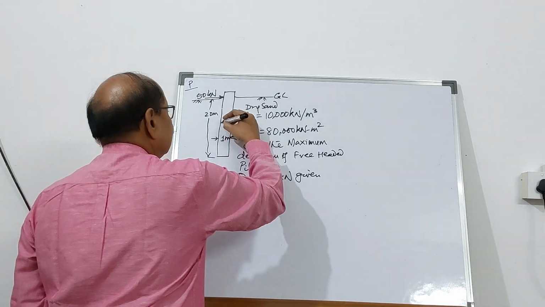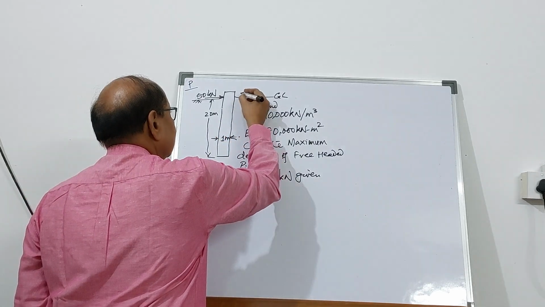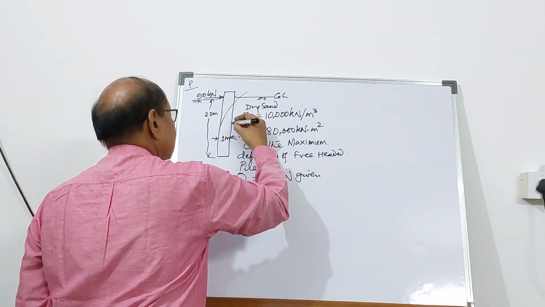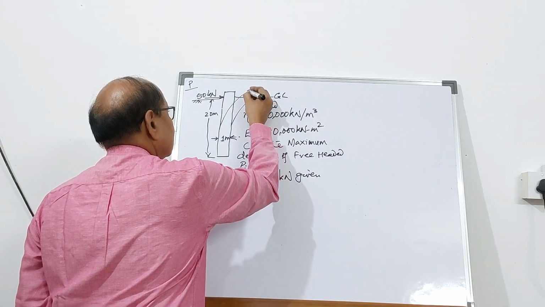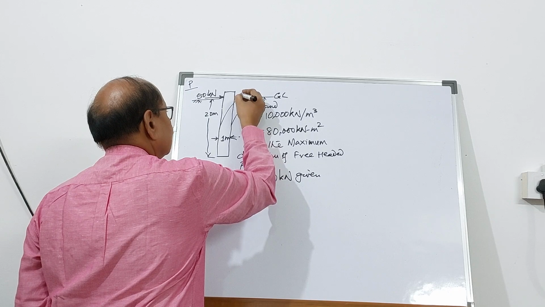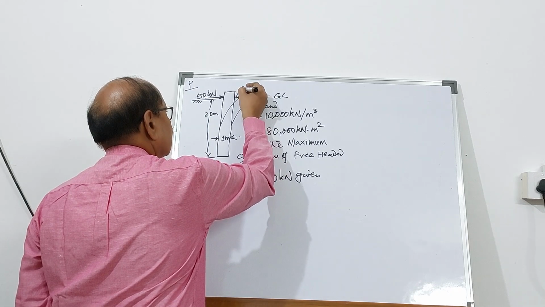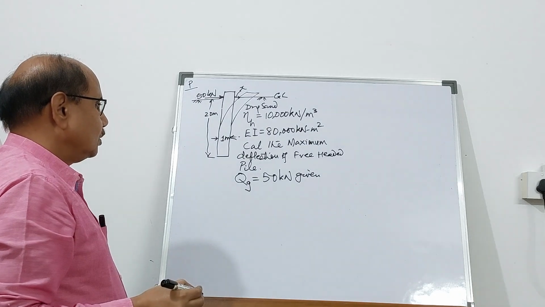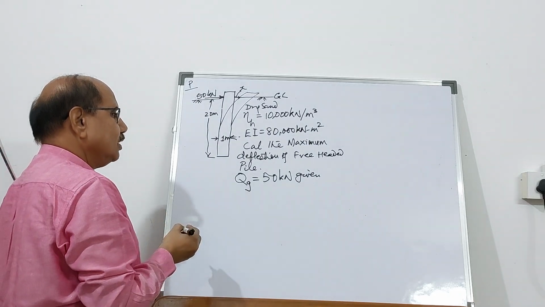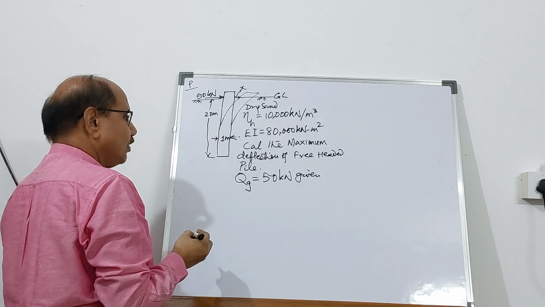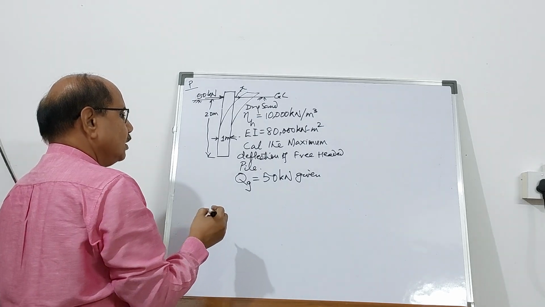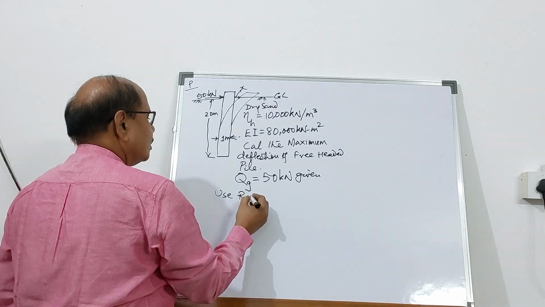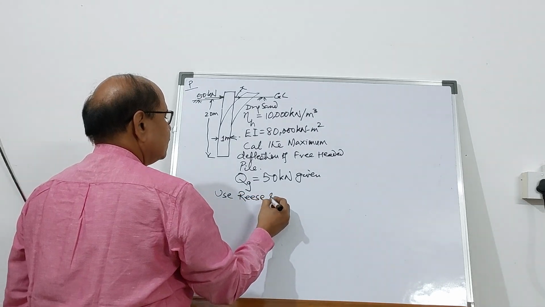Naturally, the maximum deflection of this pipe will be at the ground level. It will deflect like this. So maximum deflection will be here. So you will have to find out the maximum deflection of the pipe. You can use Rees and Matlock method.